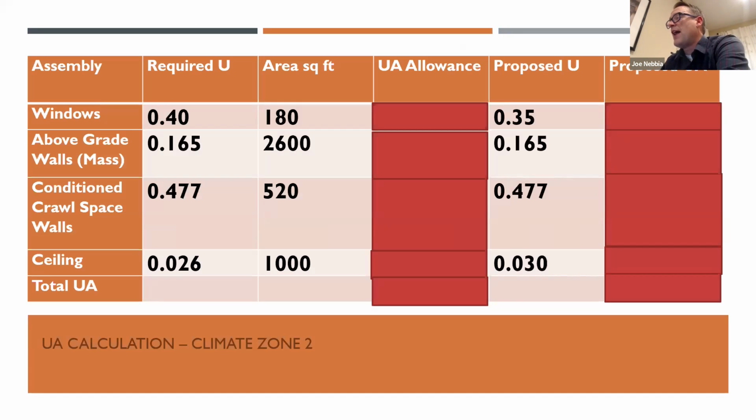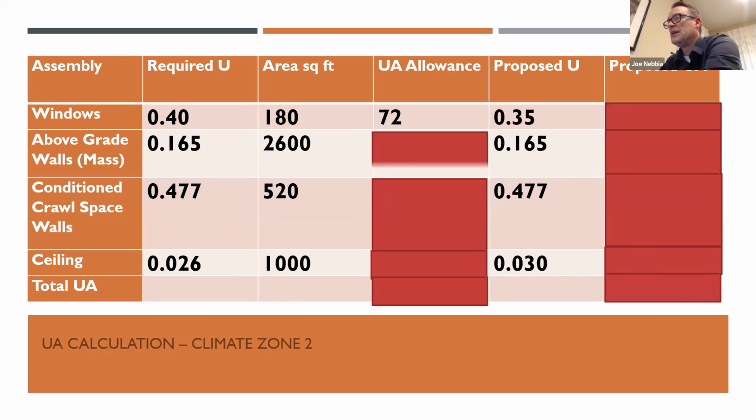This is just an example of how to do a UA calculation. It's something I find people often don't understand if they don't deal with code a lot. But a UA calculation is just an area weighted average. So it's what's my U value times the area of that assembly. And I'm comparing the required area weighted average to what I'm actually going to do. So here you see for windows a 0.4, this is a climate zone 2 example. I have 180 square feet of window, and therefore my UA allowance is just that window U value times 180 square feet. That's my allowance.